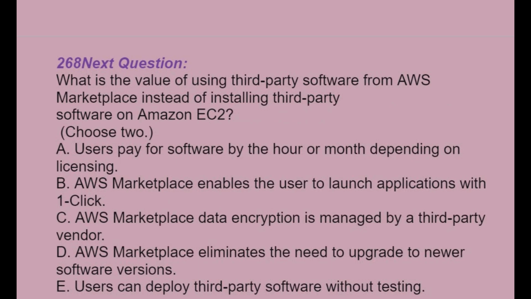Question is, what is the value of using third-party software from AWS Marketplace instead of installing third-party software on Amazon EC2? Choose two options. Option A, users pay for software by the hour or month depending on licensing. Option B, AWS Marketplace enables the user to launch applications with one click. Option C, AWS Marketplace data encryption is managed by a third-party vendor. Option D, AWS Marketplace eliminates the need to upgrade to newer software versions. Option E, users can deploy third-party software without testing. Correct answer is option A and option B.